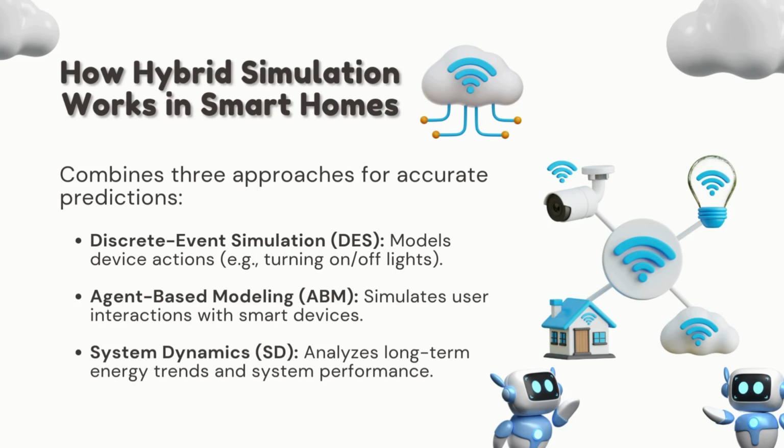Hybrid simulation combines three approaches for accurate predictions. Discrete event simulation, DE, models individual device actions, such as turning on and off lights. Agent-based modeling, ABM, simulates how users interact with smart devices. System dynamics, SD, analyzes long-term energy trends and system performance.